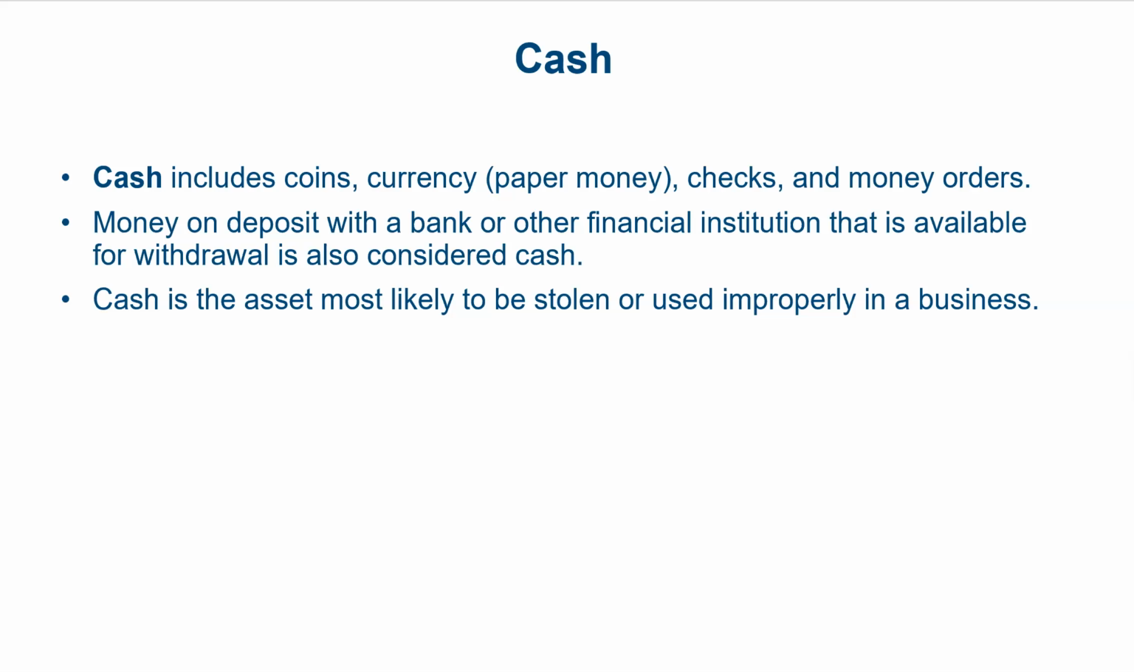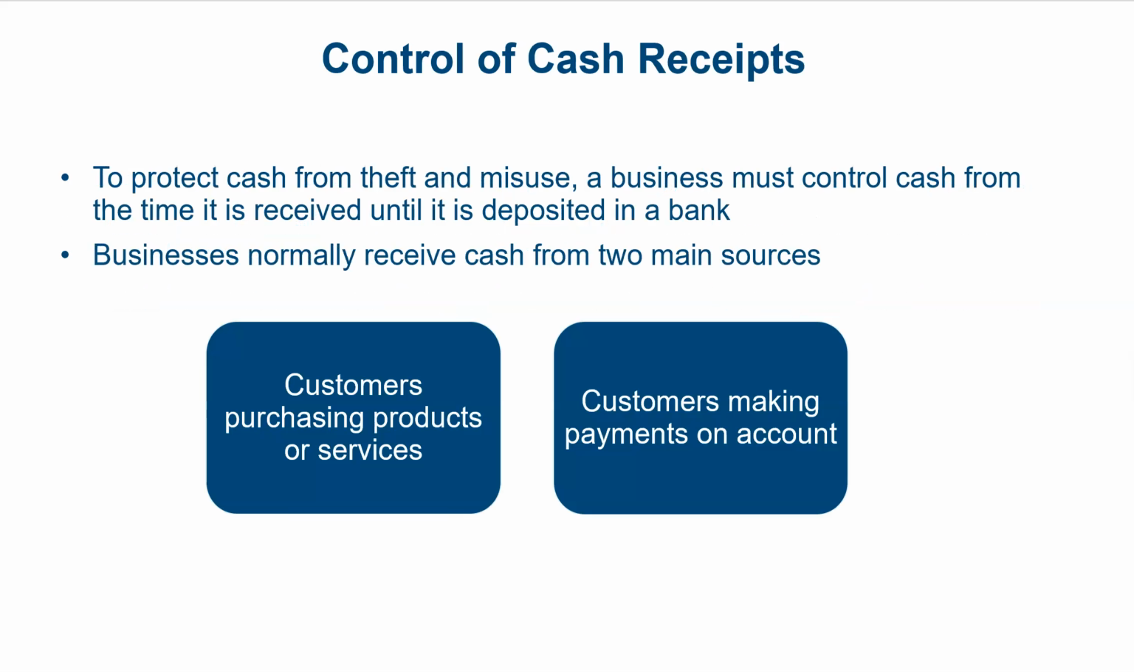And cash is the most likely item to be stolen or used improperly in a business. To protect cash from theft and misuse, a business must control cash from the time it is received all the way until the time it is deposited into the bank. Businesses normally receive cash from 2 main sources: customers purchasing product or services give you cash, and customers making payments on account for something that they bought before but they owe you.